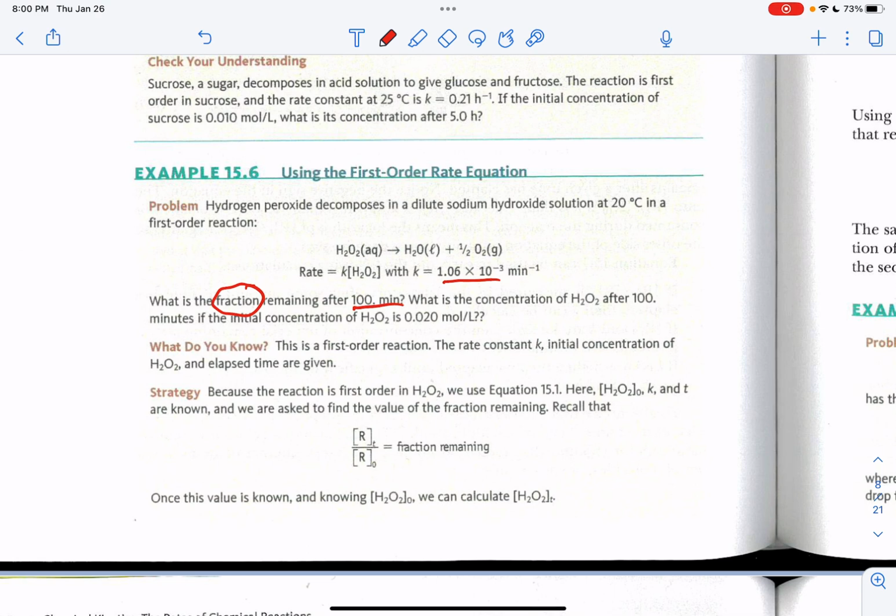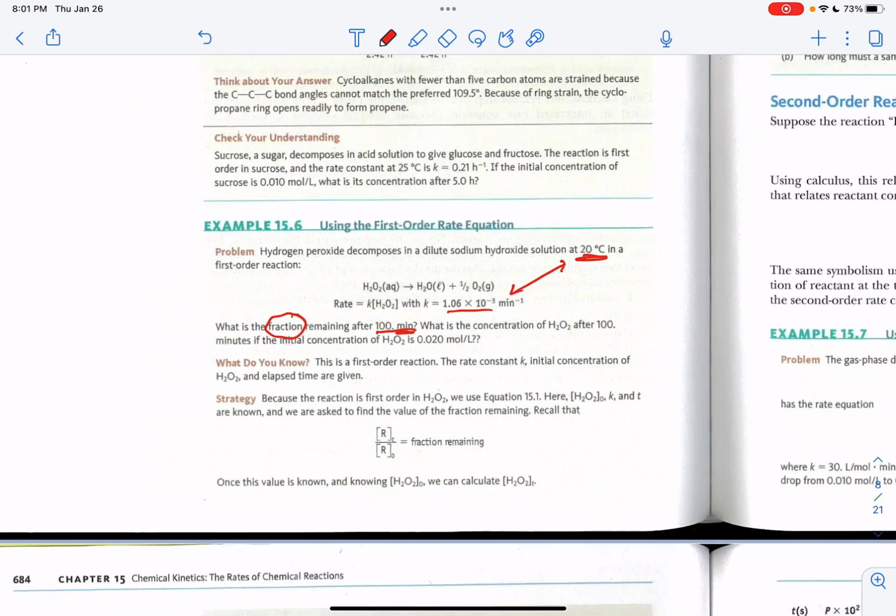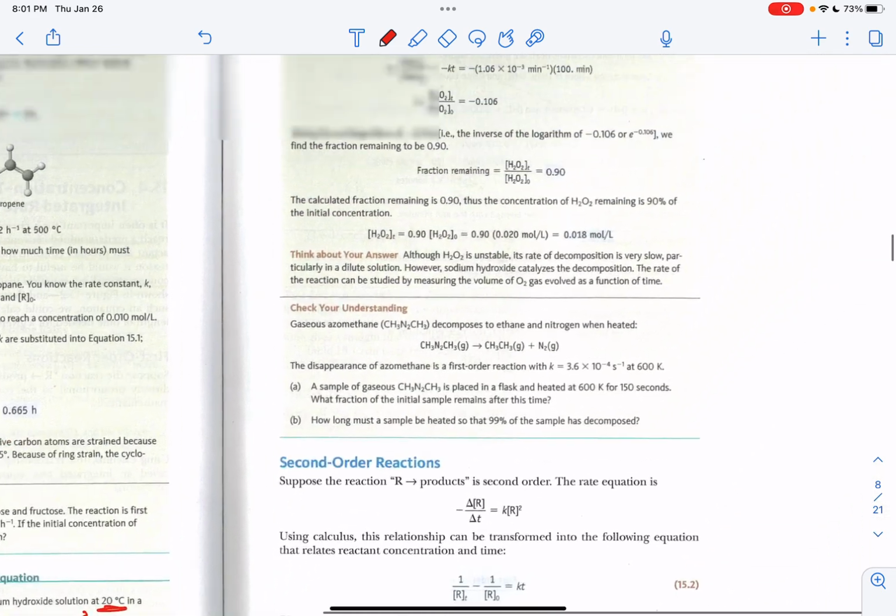Now, by the way, you'll notice that you're always given the temperature. That's because your value of K could be different at different temperatures. So it's just common practice to specify the temperature even though the temperature is not in the equation. That is because there's a correlation between the temperature and the value of K. Also notice that we're talking about 100 minutes here. So we want to make sure whatever units we end up with are also in minutes.